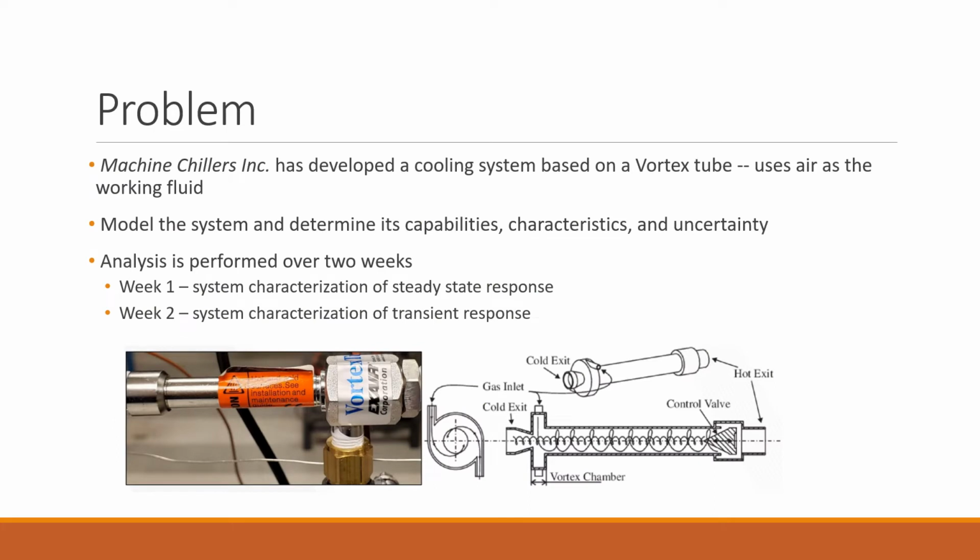The problem that our team faces is that our client, Machine Chillers, has developed a new vortex tube that uses air as the working fluid. They would like for our team to model the system and determine its capabilities, characteristics, and the associated uncertainty. The analysis of this system will be performed over the course of 2 weeks, with the first week focusing on the steady state response and the second week focusing on the transient response as a function of time.